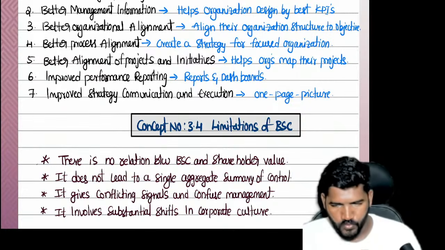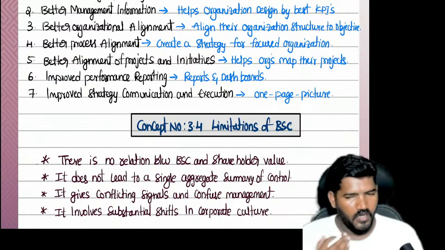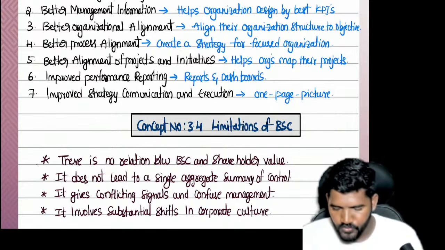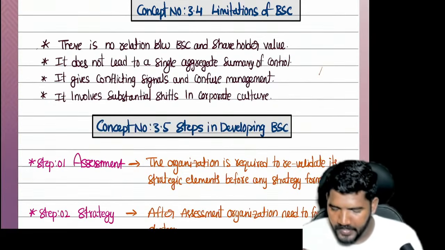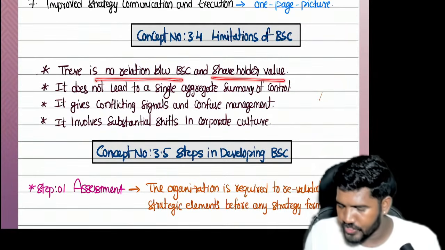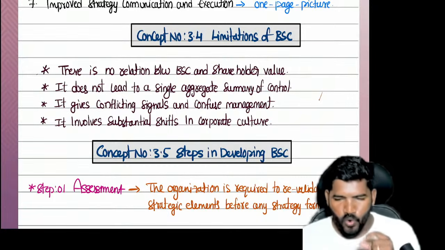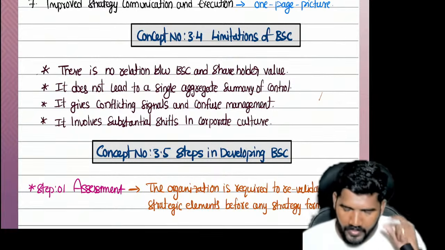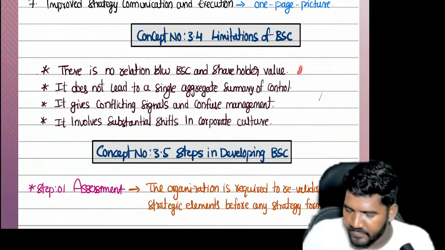So the question: what is meant by balanced scorecard and its benefits? What is meant by balanced scorecard, its perspectives, and limitations? When it comes to the limitations of the balanced scorecard, there is no relation between the balanced scorecard and shareholder value. Why? Because shareholder value is linked only to profits, not to learning and growth, internal processes, or customers. So that is a disadvantage.